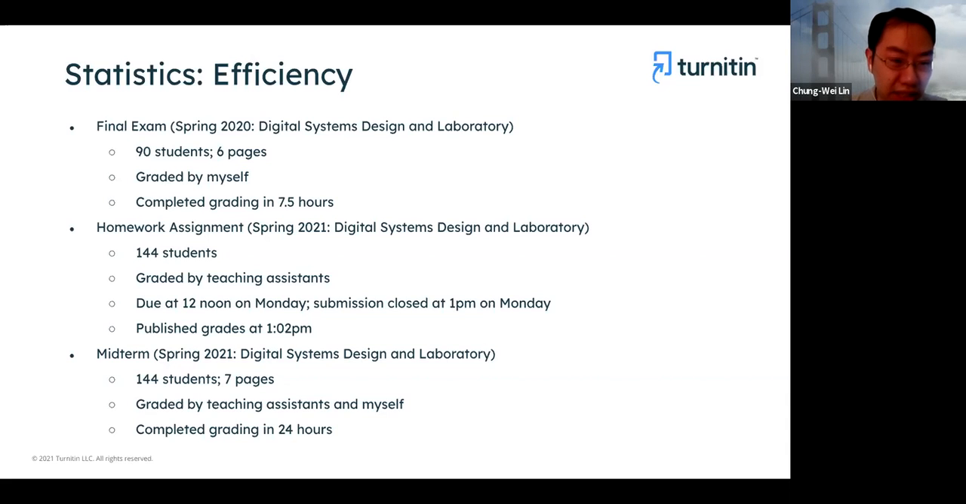Another example is this semester, the same course, where we have 144 students, much more. This time, I let the teaching assistants grade the homework. The homework is due at noon on Monday, and usually I leave a 1 hour buffer for students, so the submission side of Gradescope closes at 1 p.m. on Monday. Our experience is that we can announce the grades just 2 minutes after the deadline.